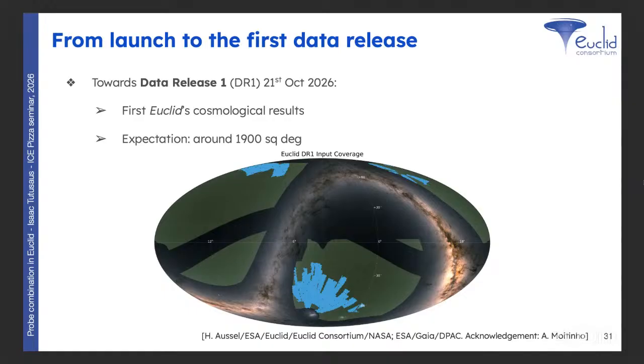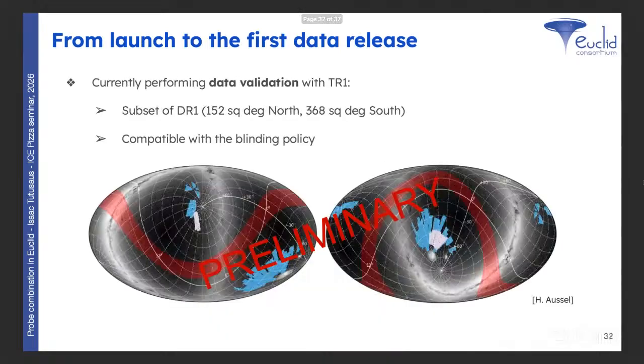And this is the expectation. We will see around 1900 square degrees. This is the same image as before, with the galaxy and the ecliptic plane. These green patches are the expected Euclid footprint at the end of the mission. These blue patches are the actual DR1, the first data release footprint, at least the patches that have been decided to go into the first data release. So you see we recover the one third in the north, two thirds in the south, more or less.